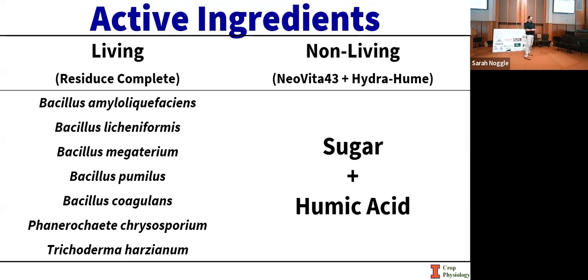So hydrohume is just leonardite-based humic acid, so mineral-based humic acid. Hydrohume, you got to be careful. There's like 16 different versions of it out there. We're using the 000 or the 001. So they have a spike of 1% potassium, but at a 1 gallon rate, I exclude the value of that.